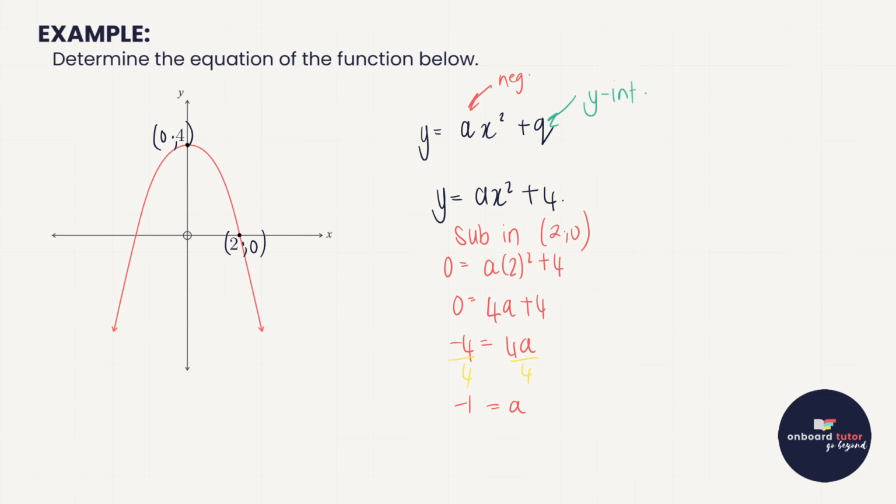That's great news, because then I can take it back into my equation. And I can say, therefore, y is equal to, instead of a now, -1 x squared plus 4. And remember, we said it does need to be a negative value to make this a sad parabola. So there we go. As long as you know what each variable represents, you can determine the equation of any function.